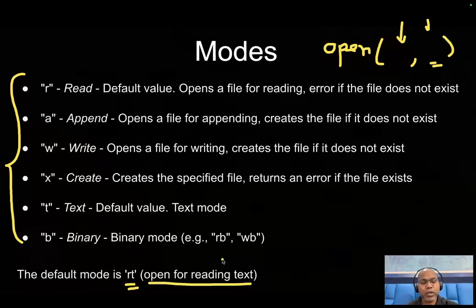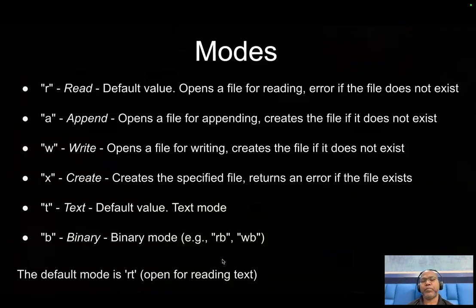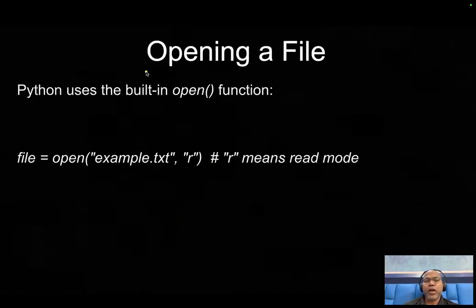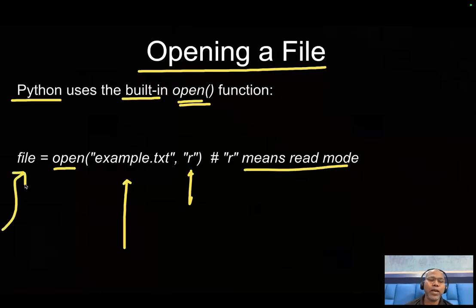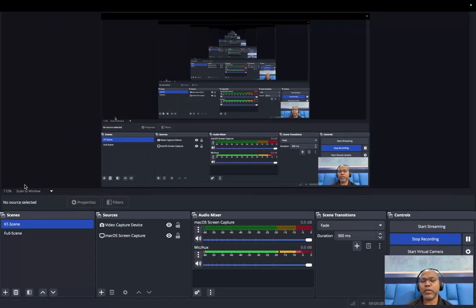So let's look at some code and examples. First thing, how you can open a file. Python uses the built-in open function. So just say, hey, open is a function, and your file name, and here is the mode. You want to specify R for read mode. So this way you can open the file. Now you can read data from this file.